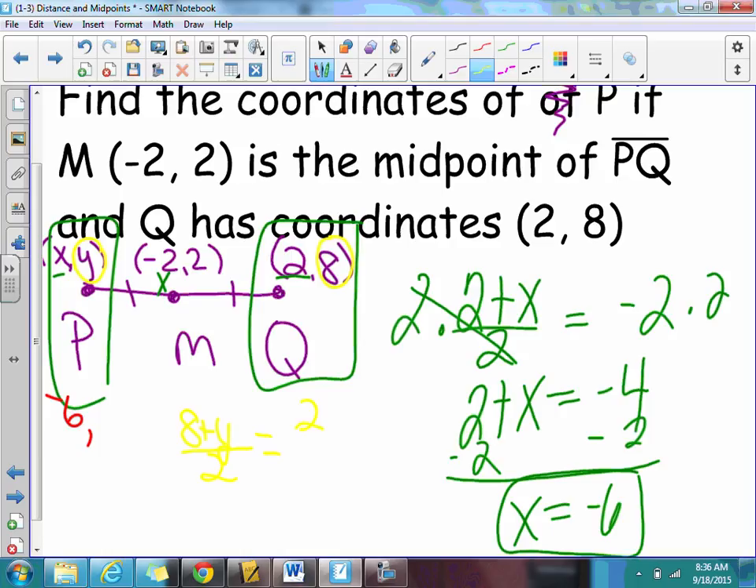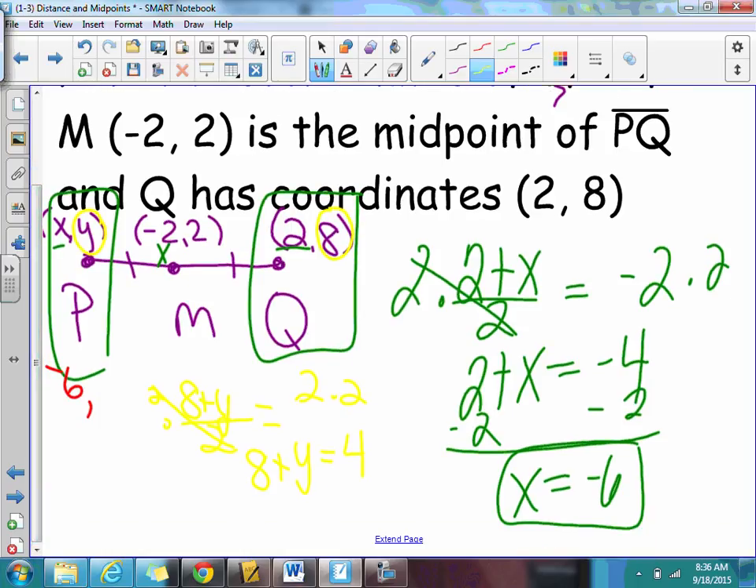Again, we follow the same steps. To undo divide by 2, we multiply by 2. So 8 plus y is equal to 4. And then I would subtract, so y is -4.